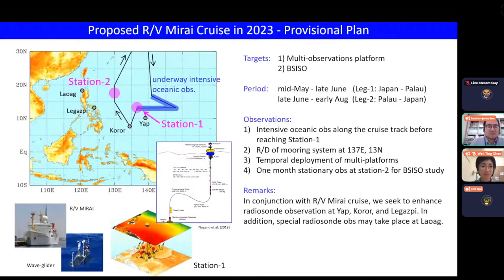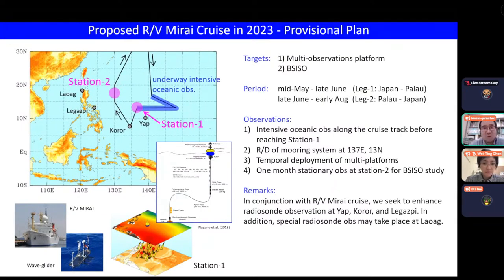Actually, my colleague Satoru Yokoi proposed, as a representative on behalf of our group, trying to get ship time for Mirai again, in the boreal summer from May to early August in 2023, two years later. At that time, we are planning to conduct two missions. One is the mooring observation platform deployed at station one along 13 degrees north and 173 degrees east.